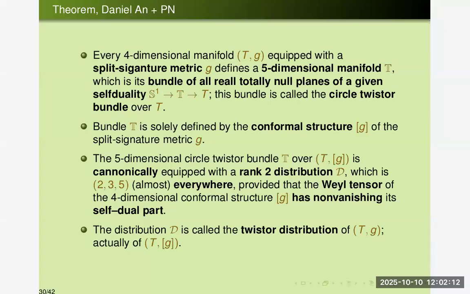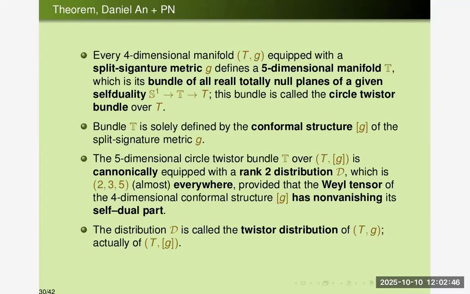Okay? So now let's combine everything together. Remember, there was de Sitter, then there was Beltrami, there was Beltrami de Sitter, there was the correspondence space. This correspondence space was four-dimensional conformal split signature. So it has this twistor bundle, and it has a natural 2, 3, 5 distribution because the metric is, as I said, self-dual. So the self-dual part of the Weyl tensor is non-zero. So there is a natural 2, 3, 5 distribution associated with this de Sitter space or Beltrami de Sitter space.